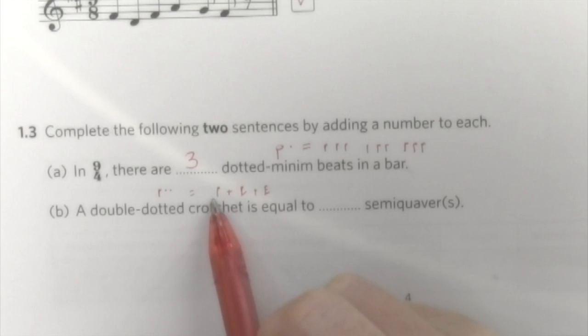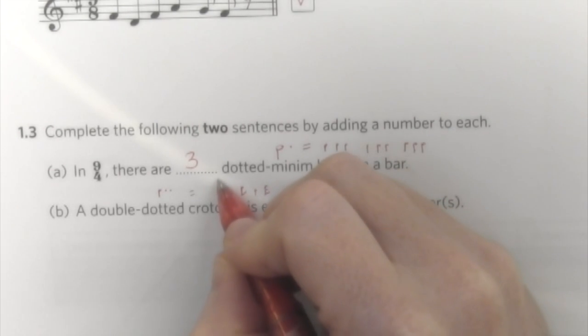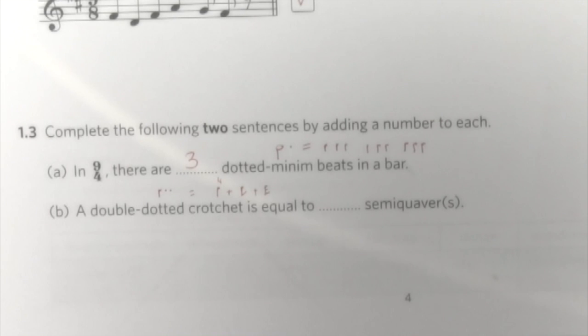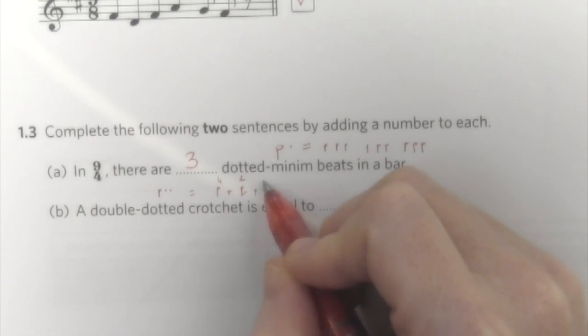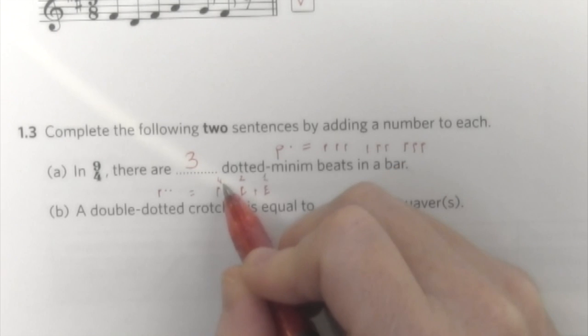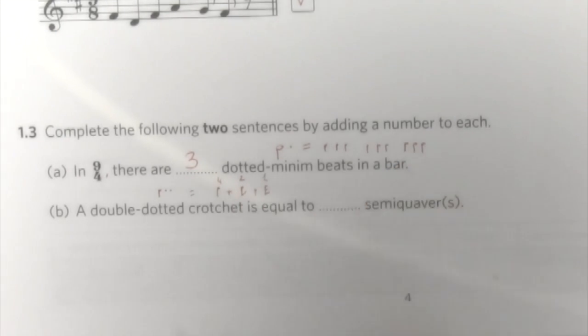The crotchet contains 4 semiquavers, the quaver 2, and the second dot is 1. So 4 plus 2 plus 1, 7. Does it make sense? Let me know. Write it in the comments below.